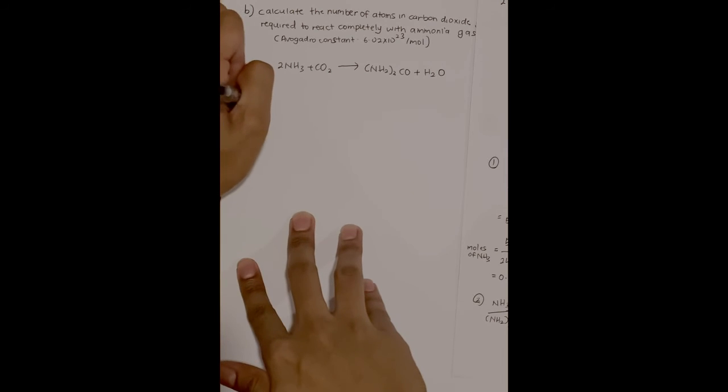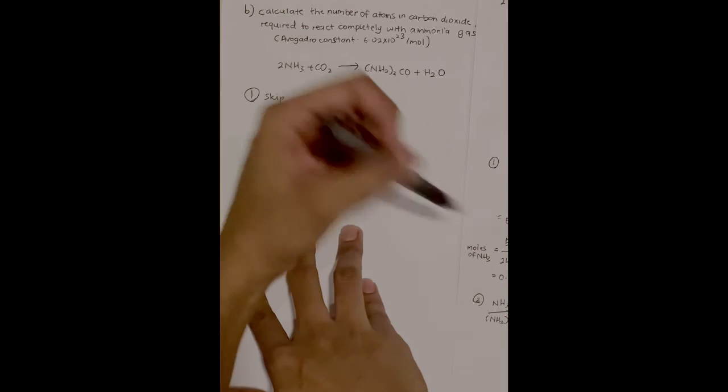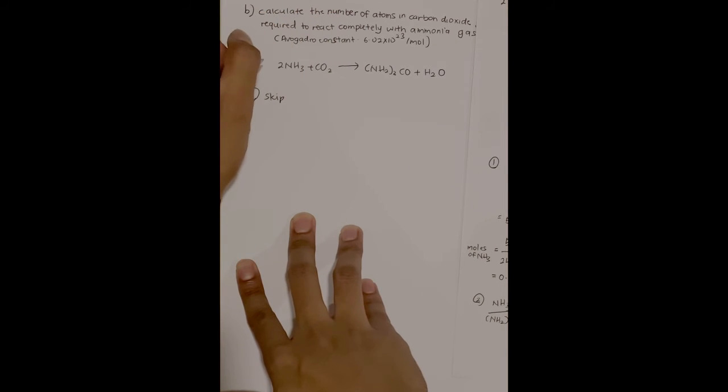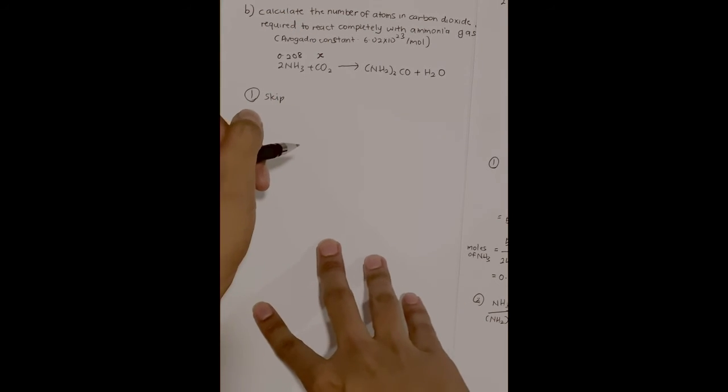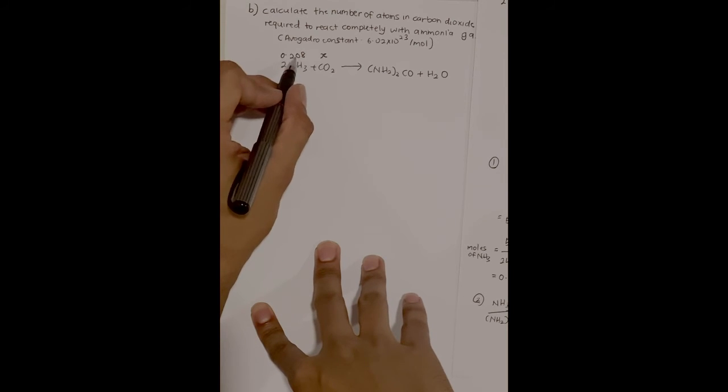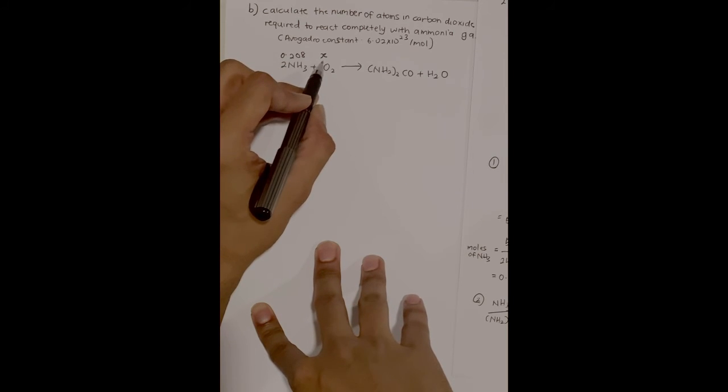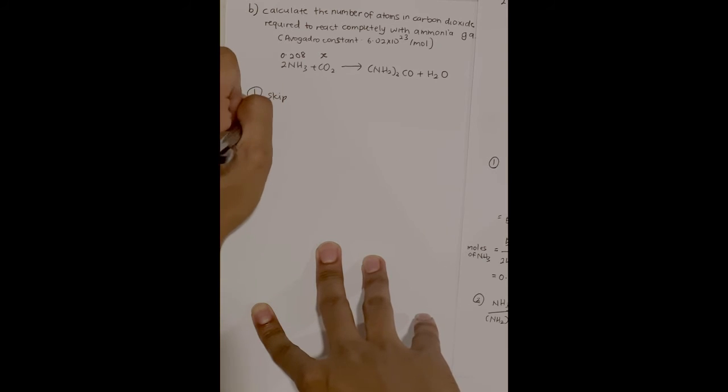The second part asks you to find the number of atoms in carbon dioxide gas. So I have the equation, always write the equation. Now since step 1 we already did earlier, we are going to skip step 1. So you already know that the moles is 0.208, right? But for carbon dioxide we do not know, so I'm going to put an X here. So we'll go to step 2, ratio method.